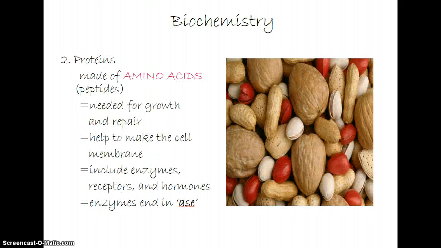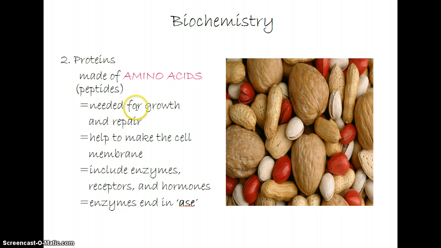The next one are proteins. Proteins are another macromolecule made of amino acids, or should I say the building blocks of proteins are amino acids. When I think of amino acids, I think of the word peptides. When you see peptides, you think amino acids. That means you're making proteins.